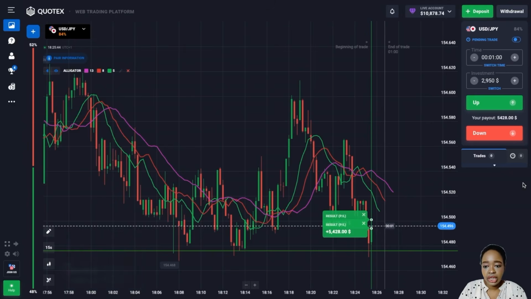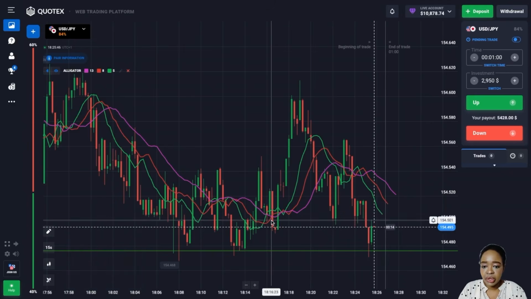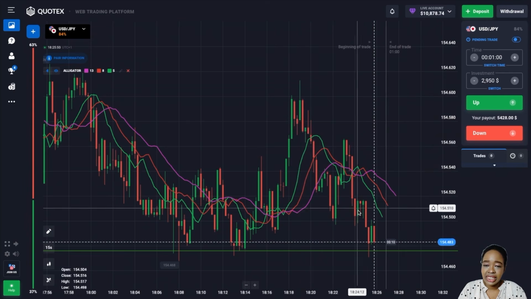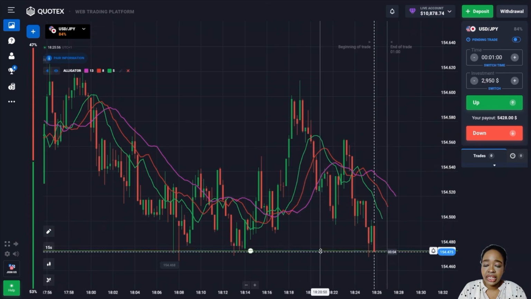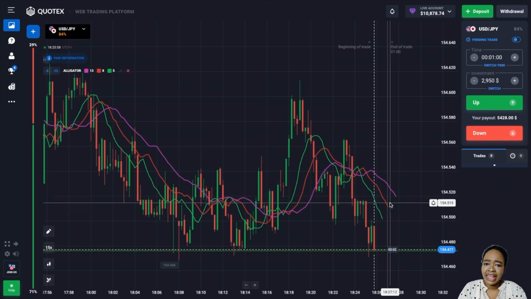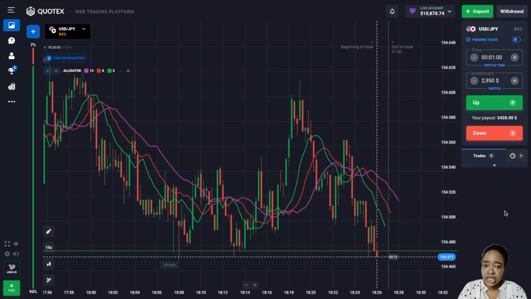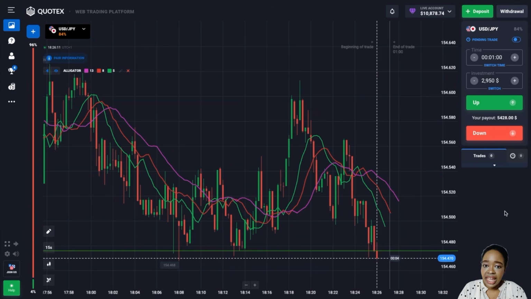Another great result. You can see after a slight rebound from the resistance level, the price again went down, and you can see that with technical analysis as well as the lines of the alligator indicator, I was able to find a good situation and made very good profit. Right now you can see my deposit is $10,878. So I'm going to fix this profit and leave the market.